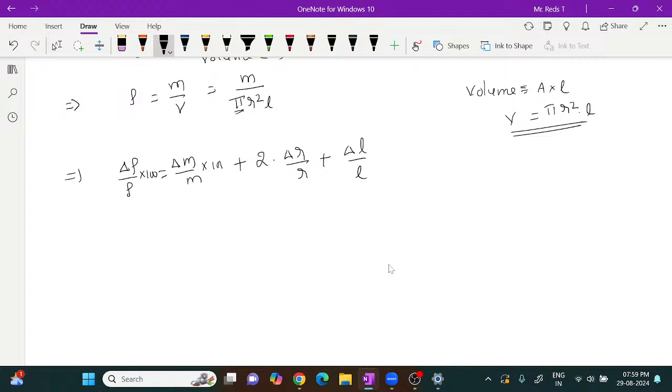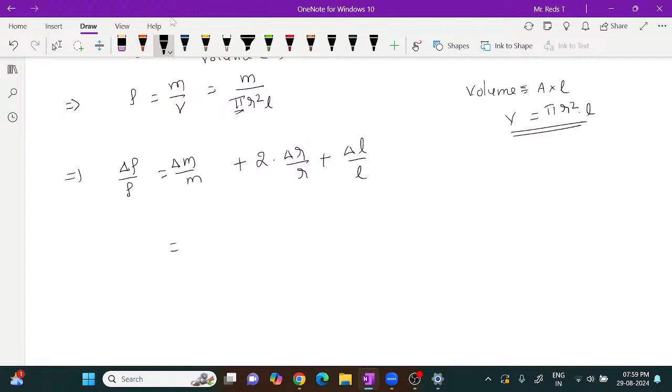So this into 100 gives percentage error in this, into 100 gives percentage error in this, into 100 gives percentage error in this. Or first calculate the fractional error in all the three, then you can multiply. At the end you can multiply with 100 also, no problem. Okay, for convenience, let us do it this way.